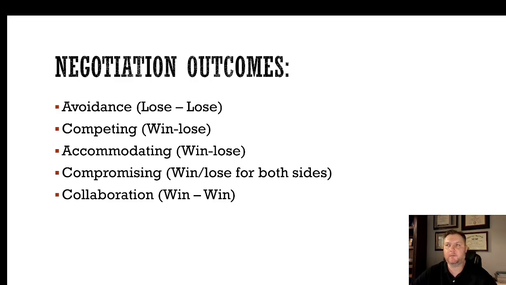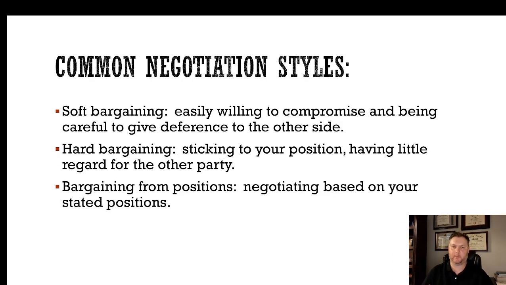Compromising. So this is kind of like when both sides give and get something. So it's kind of a win-lose for both sides. And then collaborating, of course, is a win-win. Now that's the optimal outcome, right? The outcome you want is for both parties to be happy, right? So that's basically what you're looking for. Okay, so those are common outcomes, and principled negotiation, which we're going to talk about, is focusing on getting a win-win, right? So another quick thing to think about is common negotiation styles.